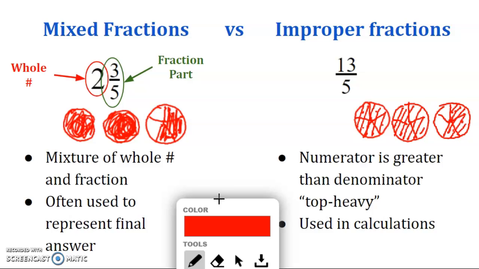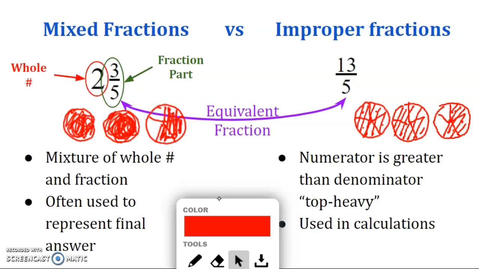That means we have two whole and 3/5 of a pizza. Notice that we're talking about the same amount of pizza. So in this case, because they really represent the same number, they're equivalent fractions. So that's what we call equivalent fractions.